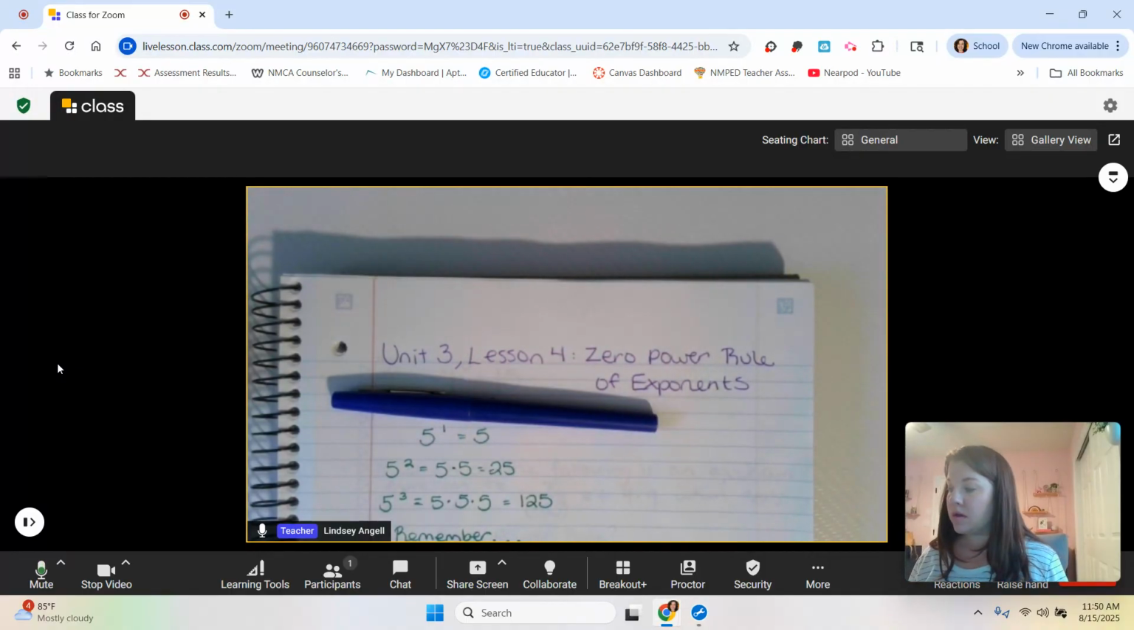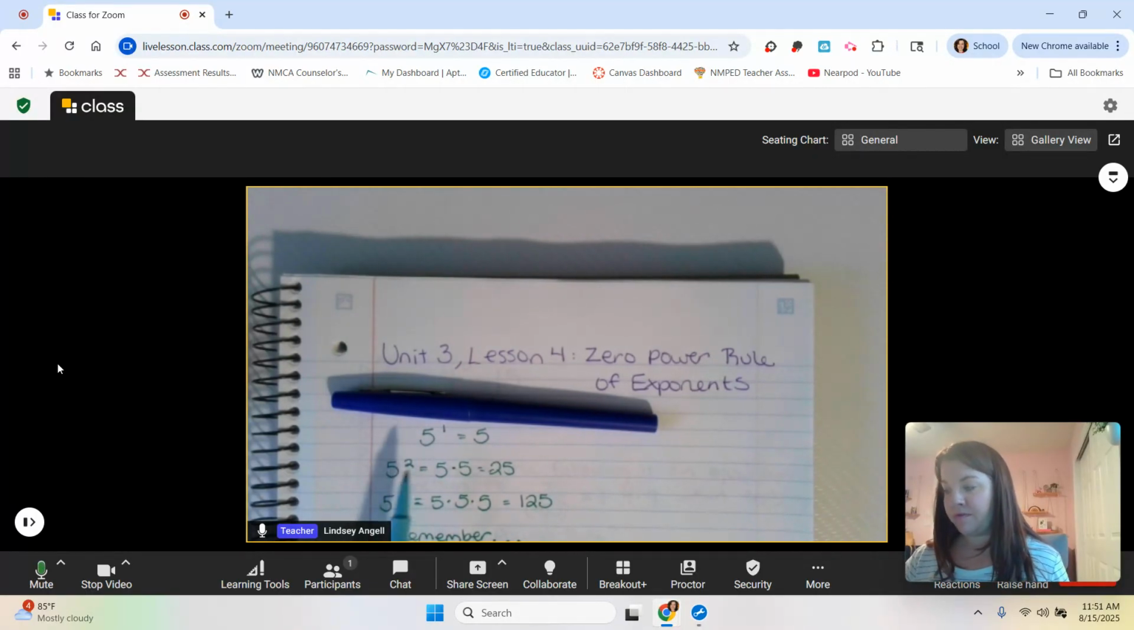So with exponents, we know that this pattern exists, where 5 to the first power equals 5, because the base tells you what you're multiplying, and the exponent tells you how many of them to multiply together. So if I have 5 to the first power, that means I just have a 5. So anything to the first power is just the base number itself.